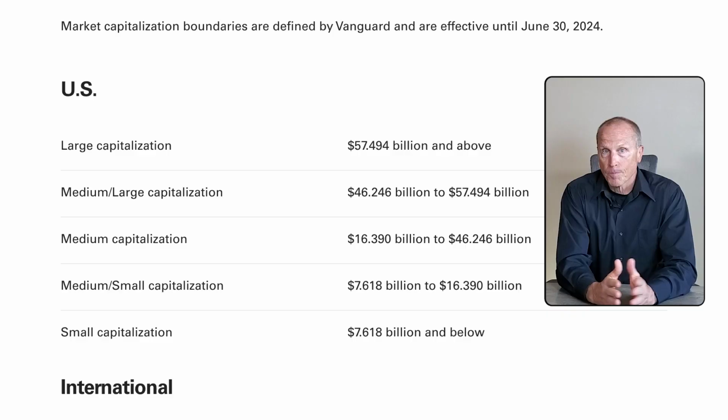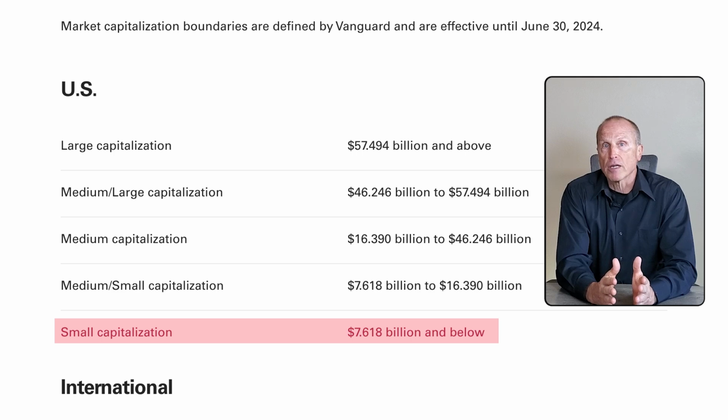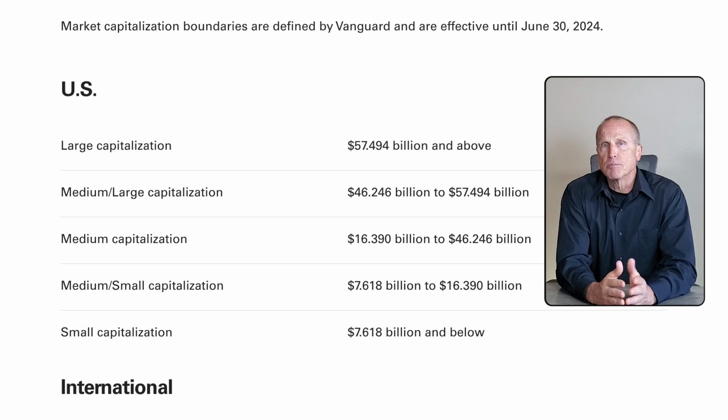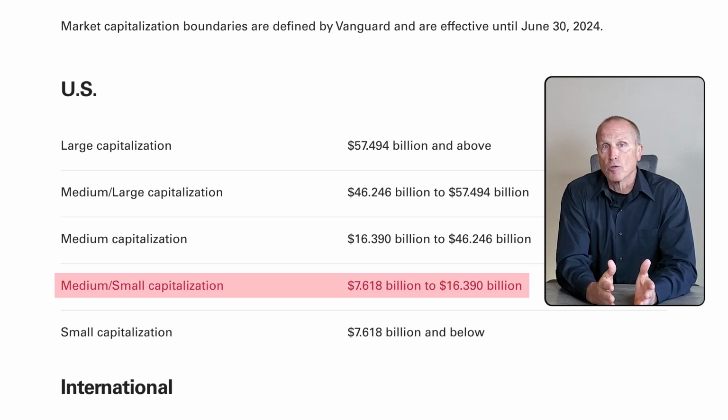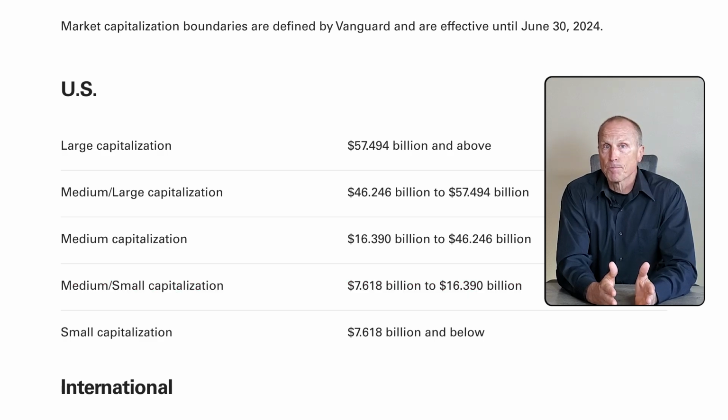Now, if you are wondering what's the definition of these various sizes, here's the breakdown. Companies classified as small cap have a market capitalization at or below $7.619 billion, and medium to small has a value between $7.618 billion and $16.39 billion.